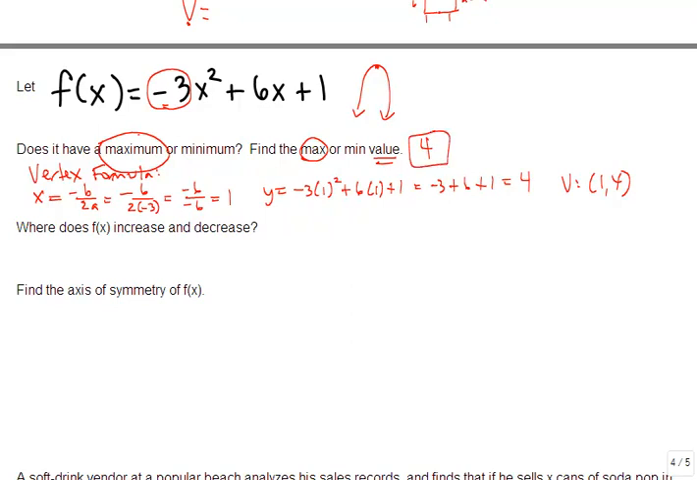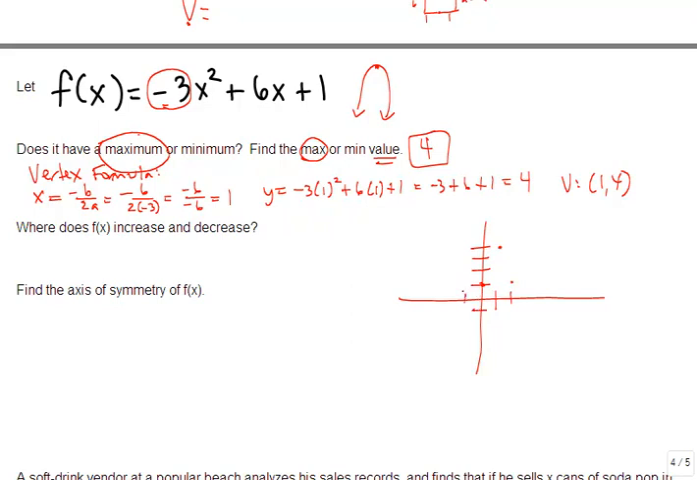Now where does this function increase and decrease? Now you can get very, very particular about how you graph this, but I'm just going to do a really rough sketch. We know that this parabola has a vertex at 1, 4, and it had an a value of -3. So according to my pattern, from here I could go over 1, down 3 on either side. And then from there I would go over 1, down 3 times a, or 3 times 3 would be 9.